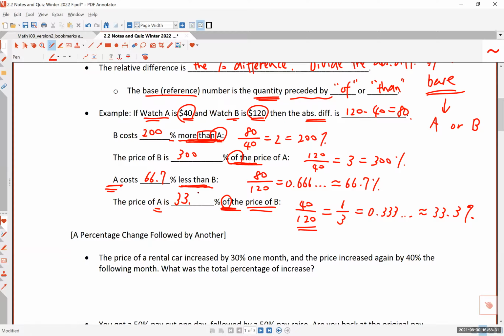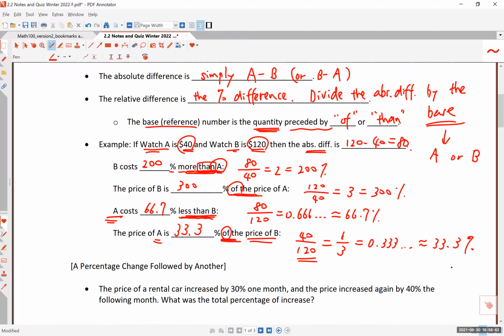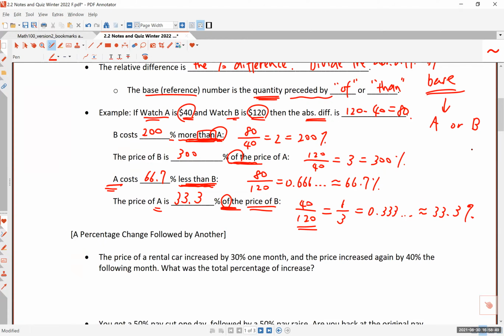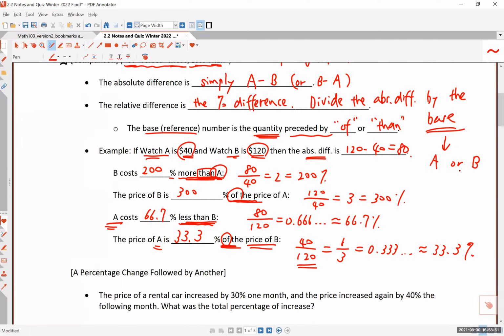And you can say the price of A is 33.3% of the price of B, but it is 66.7% less than the price of B. All right, so be careful in using the words more than, less than, or of, because you notice here we have given 4 different percentages, right? We are still comparing the same two watches, A and B.